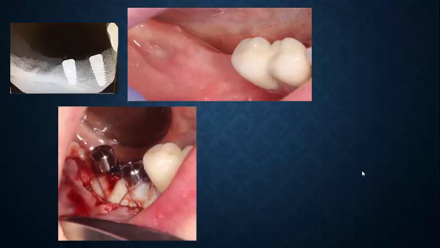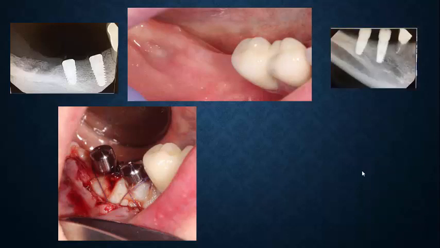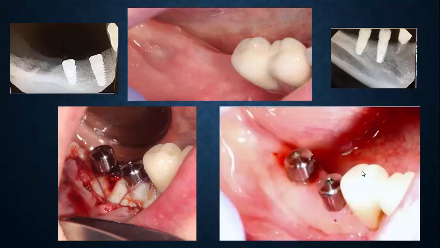And this is the picture showing the free gingival graft with the healing abutment. This is also an X-ray after we did the stage 2. And now this is after 2 months, so the implants are now ready to be restored. We can appreciate the amount of keratinized tissue around the implant in this picture.